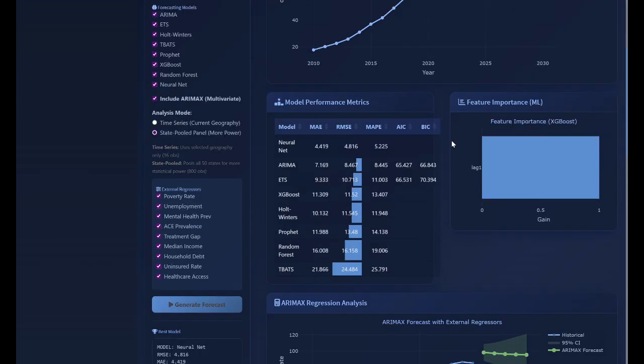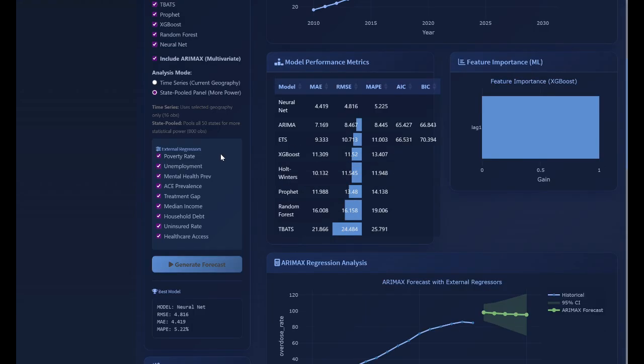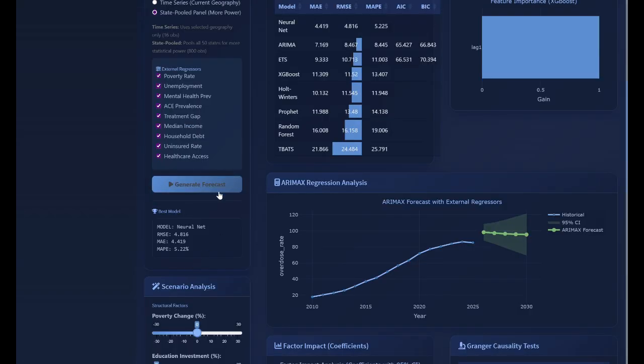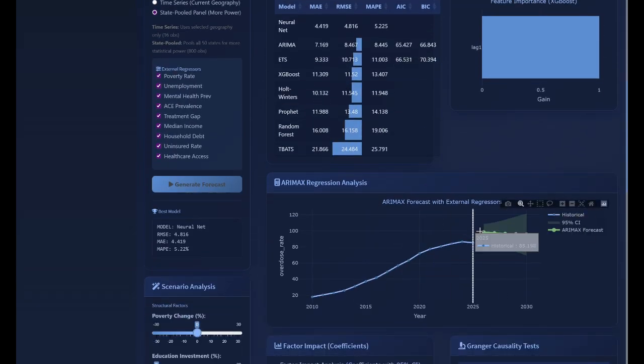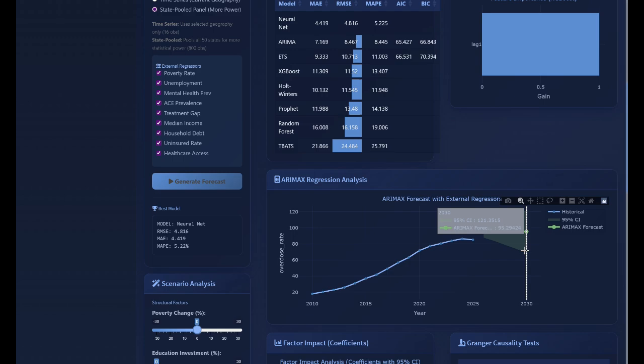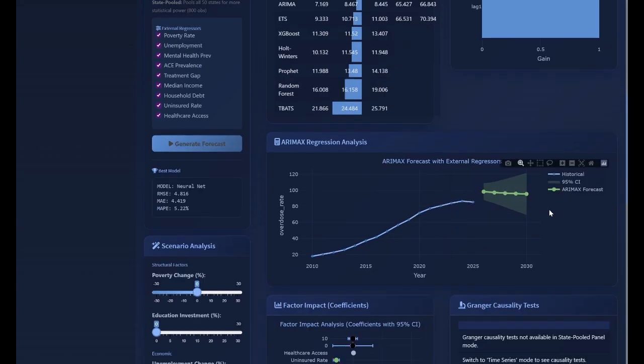And then we can run regression analysis. And in this regression analysis, these are the external regressors that we test. We could look at the poverty rate, unemployment, mental health prevalence, ACE prevalence, treatment gap, median income, household debt, uninsured rate, and healthcare access. And we generate the forecast, and then you can see that it shows the ARIMAX forecast. And it's similar to the ensemble forecast for the overdose rate here, fairly flat, just hovering in this case slightly above 80. But this is just a directional forecast.